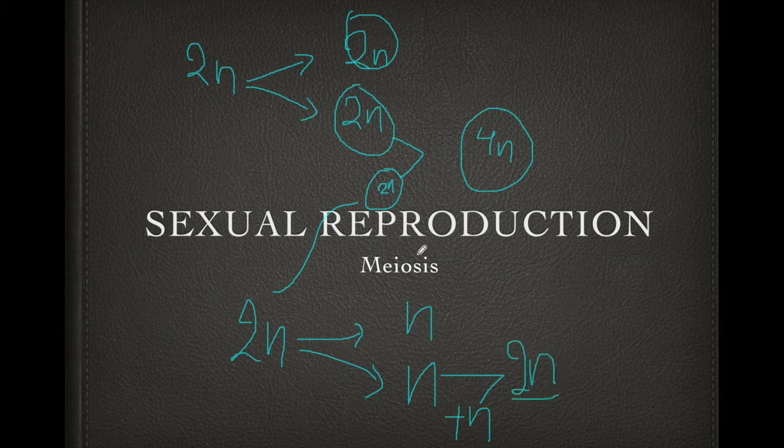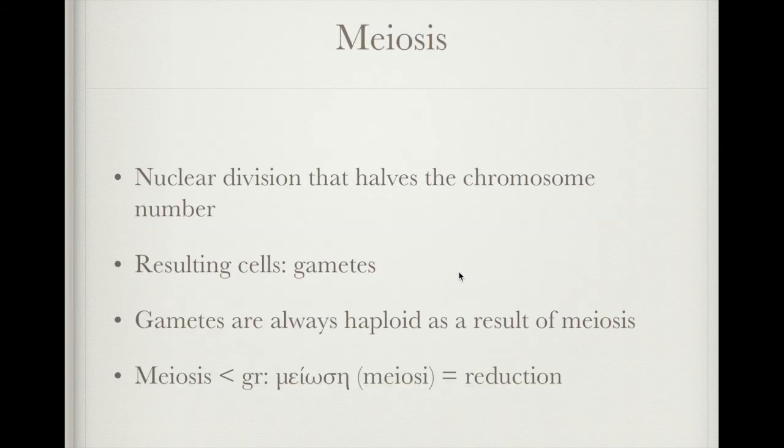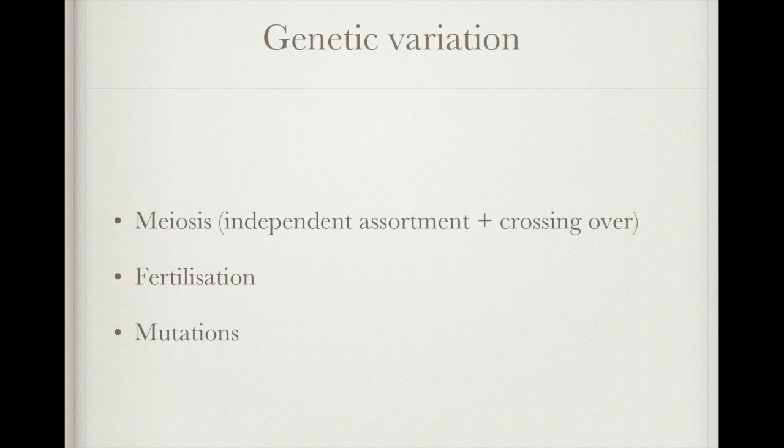And this division is called meiosis. It is sometimes described as a reduction division, because the number of chromosomes is reduced. Actually, this is what the word means. Meiosis comes from a Greek word which means reduction. So by its very name, it says it's a reduction division. Okay, let's move on now.